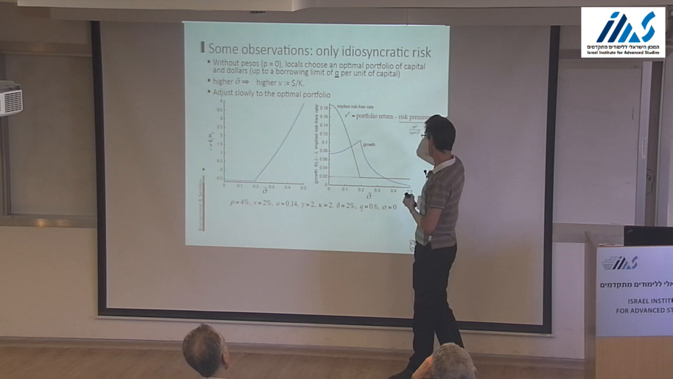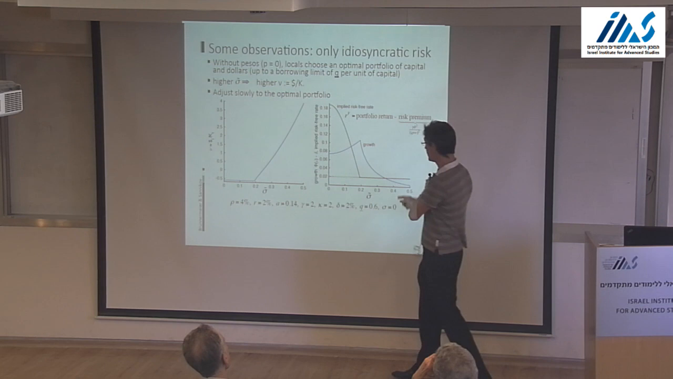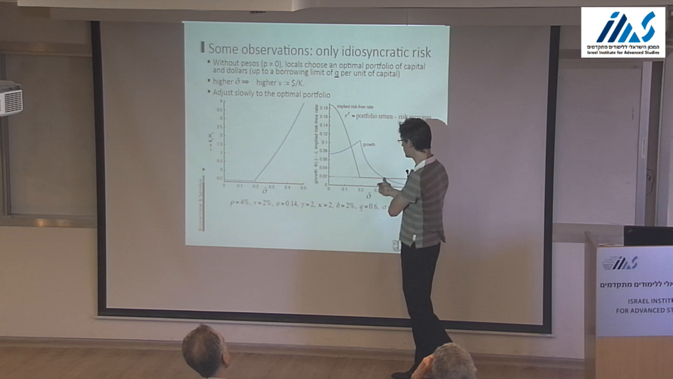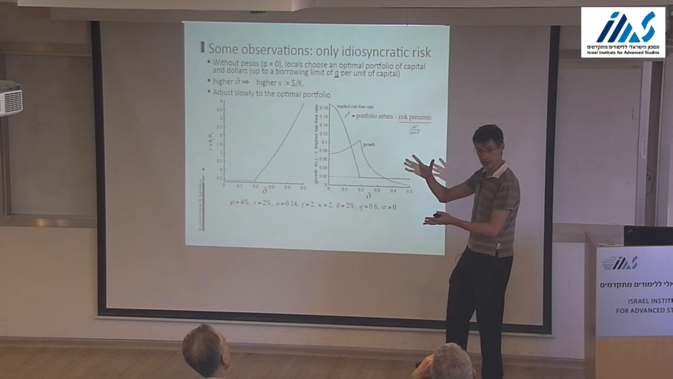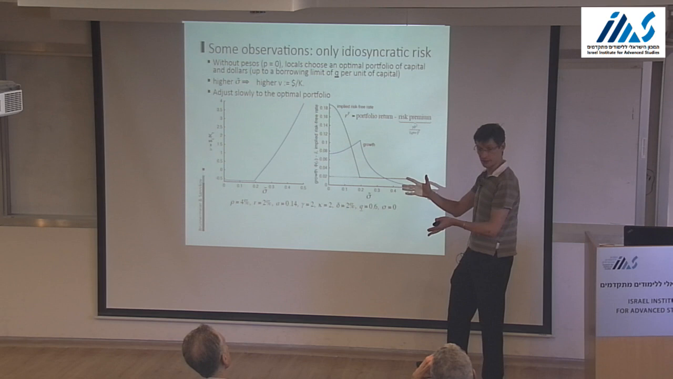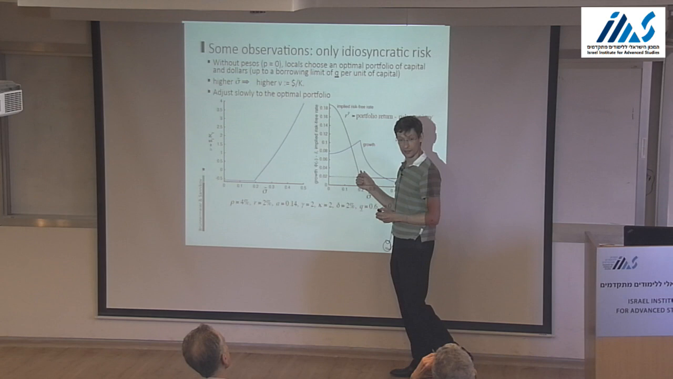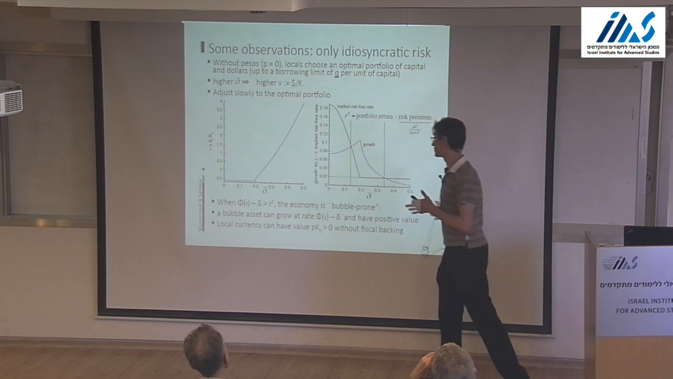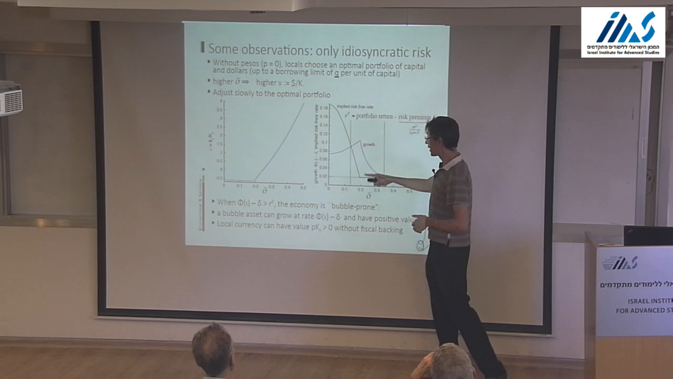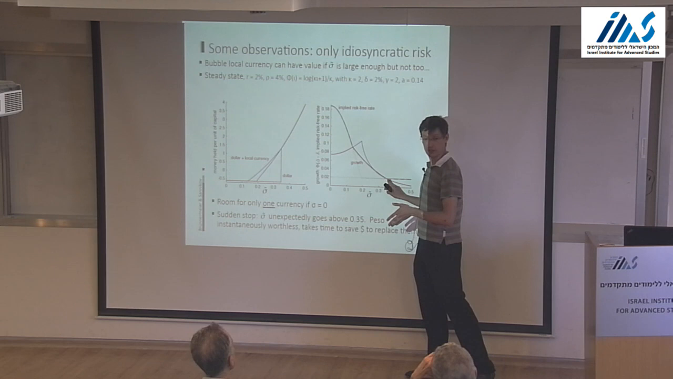When the growth rate in the local economy is higher than the return on the dollar, there's room for a bubble. If there is a bubble, which is stationary and grows at the same rate as the local economy, it would have a higher return than a dollar. So in that case, there's also going to be an equilibrium where the local currency can have value. We call this region bubble prone. With the bubble, the growth has to equal the risk-free rate in the economy, and the risk-free rate is going to be the return on the local currency, which has a higher return than the dollar.